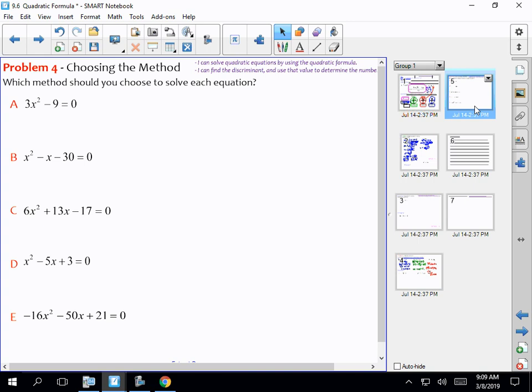Different methods are better for different types of quadratics. Here I have several up here. Notice this one has no middle term. What's a method you could use for this one going all the way back? Yeah, just square root. You could just take the square root of each side, and that would work. Could you use the quadratic formula on it? Yes, but it's like taking a mallet to use as a little hammer to tap in a nail. You don't need the quadratic formula on this. I'd just move the 9 over, divide by 3, and take the square root.